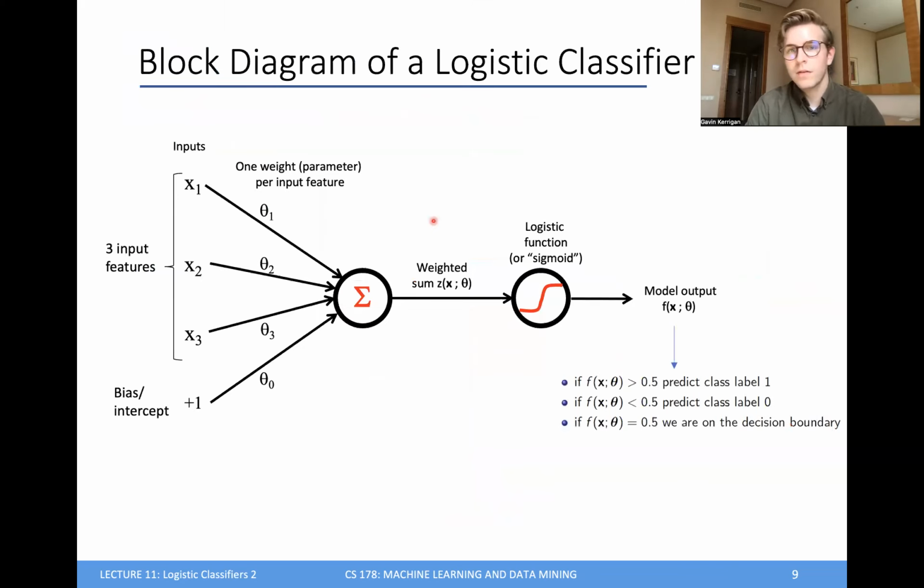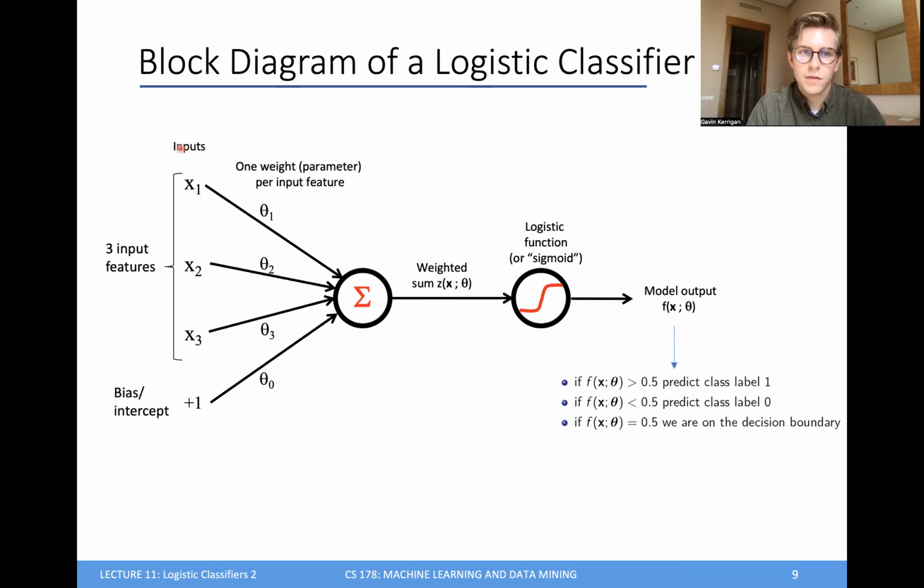Another way of thinking about logistic models that will be useful when we start talking about neural networks is as a block diagram. And really, these block diagrams are showing you the computations involved, from start to finish, from data to output, of how these logistic models are making predictions.